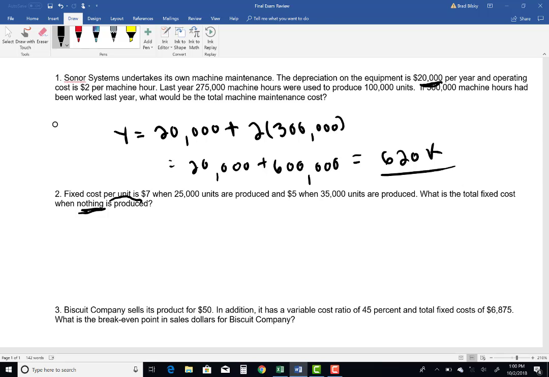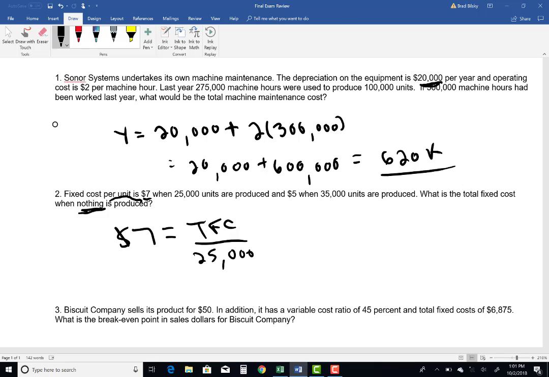We can go about this in two different ways. So what I'm going to look at is, for the first one, $7 is our fixed cost per unit. So I need to think through, what is fixed cost per unit? How do I calculate that? Well, basically that's my total fixed cost divided by the number of units produced. All right, so we're looking for that total fixed cost. Well, I know here that in the first case, when it's 7, we had 25,000 units.